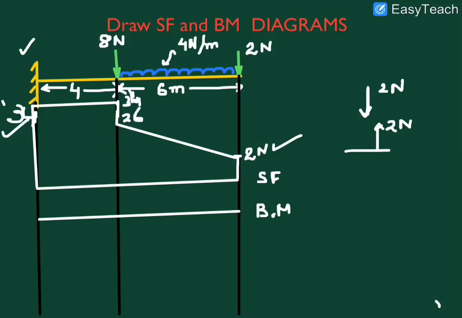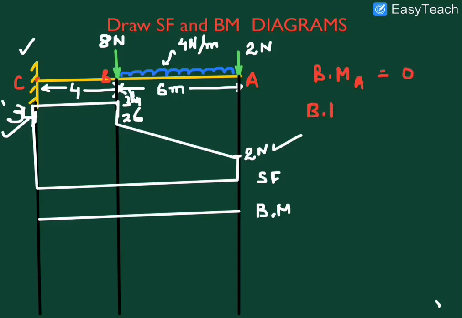In the case of the bending moment diagram, we just represent the points where we have to calculate the bending moment. Now suppose we assume the points. This point is, I suppose, A, this point is B, and this point is C. Now for calculating the bending moment at point A, that is a free end. At the free end, bending moment is 0. You do not need to calculate this one.